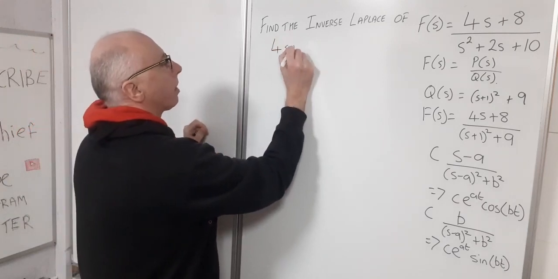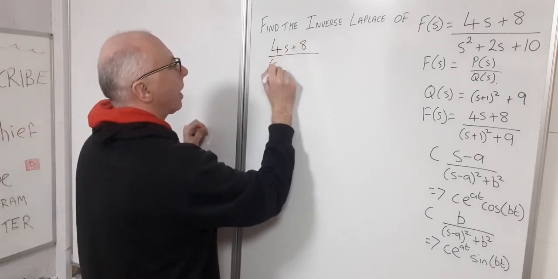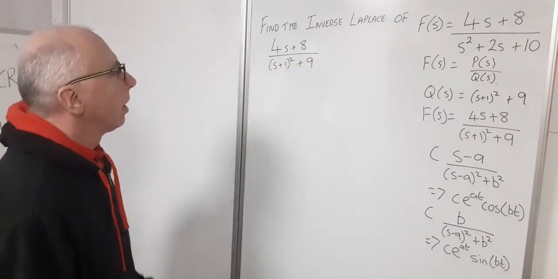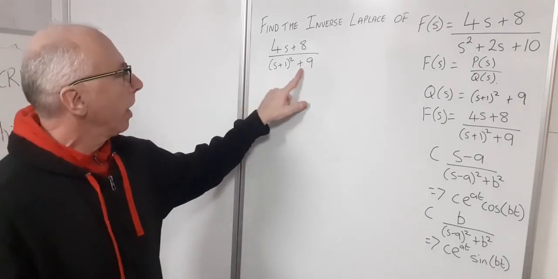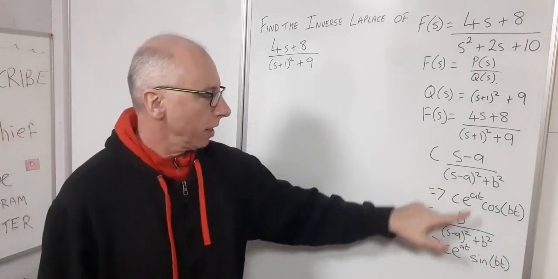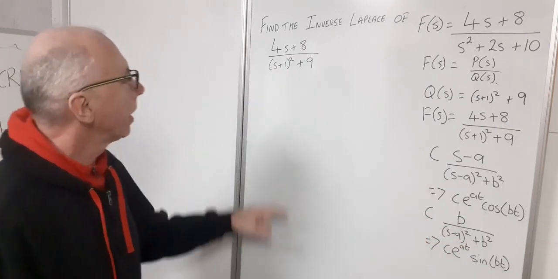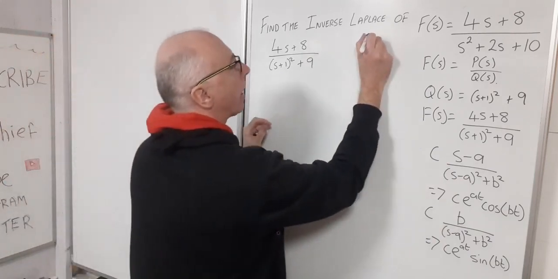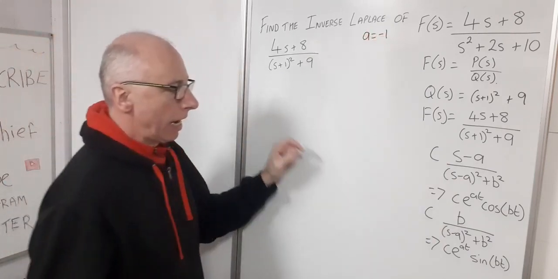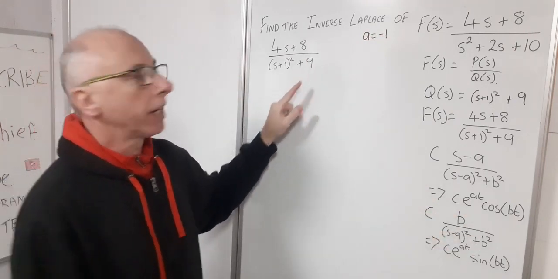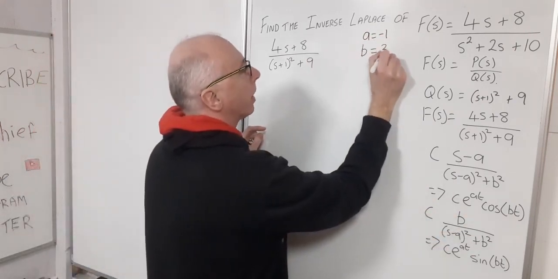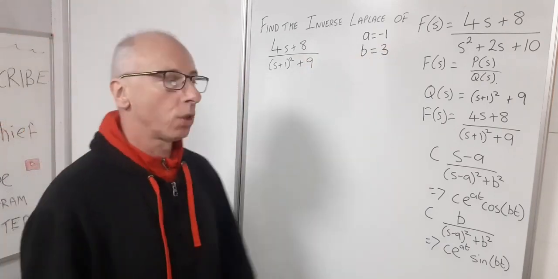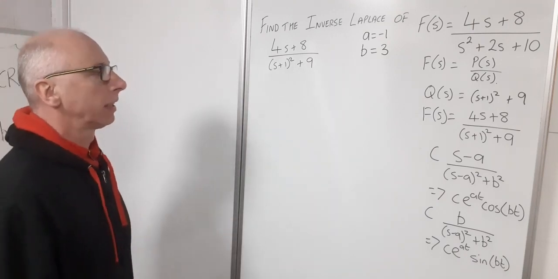So either this one, or maybe both, is going to be in our solution. So let's have a look at that. We've got 4s plus 8 over s plus 1 squared plus 9. Well, s plus 1 squared plus 9 is in the format that we like for our denominator. We could definitely use that. So we'll have a equals minus 1, and our b squared equals 9, so therefore b will equal 3. Now our constant c, we're not sure of just yet, so we'll have a look at that.